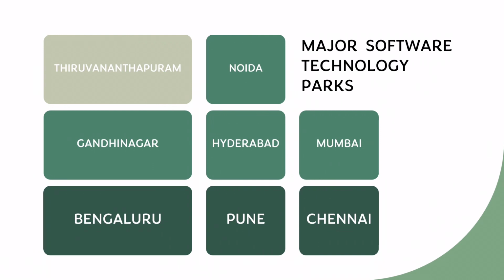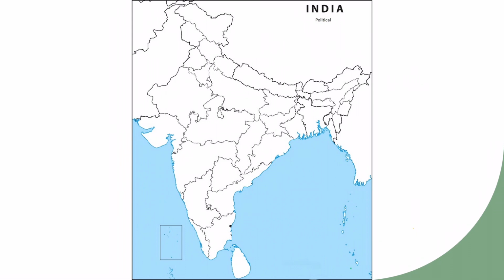The major software technology parks are generally major cities in India, being Thiruvananthapuram, Gandhinagar, Bengaluru, Noida, Hyderabad, Pune, Mumbai and Chennai. Let us start our map pointing from the southernmost city that we have, which is Thiruvananthapuram, which lies here. This is our Thiruvananthapuram.